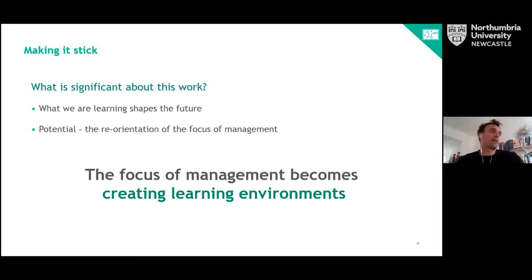Because the way that we would understand this within a human learning systems context is that what we're seeing is the reorientation of the focus of management towards learning. Managers are reframing the purpose of their work from controlling the staff who work for them into creating learning environments which enable those people to make better decisions and better act in complex environments. So one of the ways that we would understand what's happening through a human learning systems lens is that the focus of management becomes creating these learning environments.